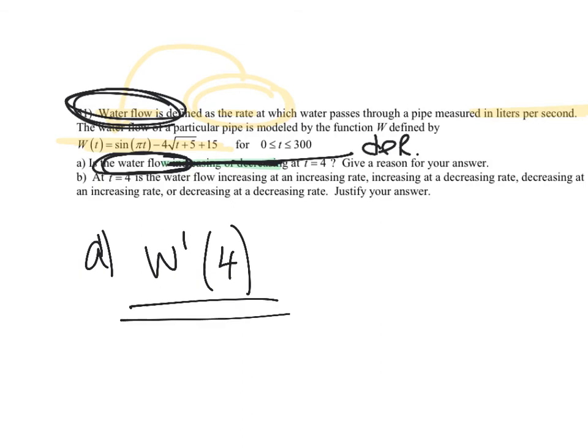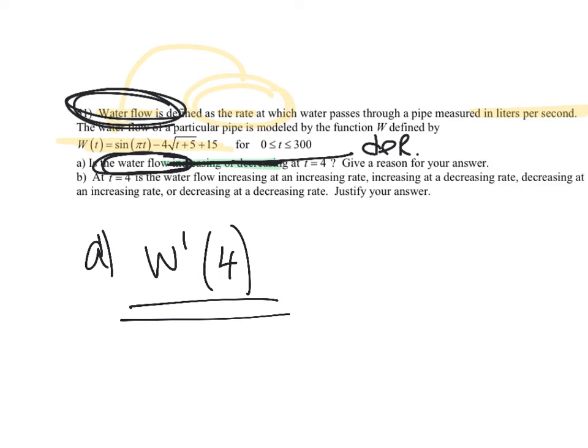Okay, so the question is, does that make sense to you? It said increasing or decreasing, which told me to take a derivative. It says of water flow, so I am deriving water flow. So again, I'm just going to do the setup, I'm not going to evaluate them. That is telling me to take the derivative. Part B, is the water flow increasing or decreasing, and then at an increasing or decreasing rate.